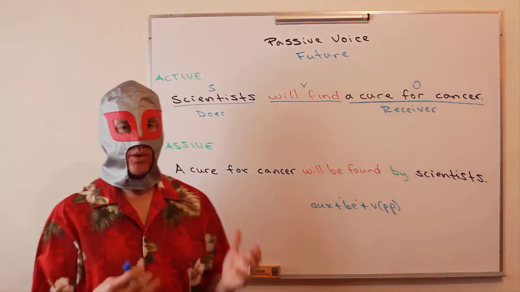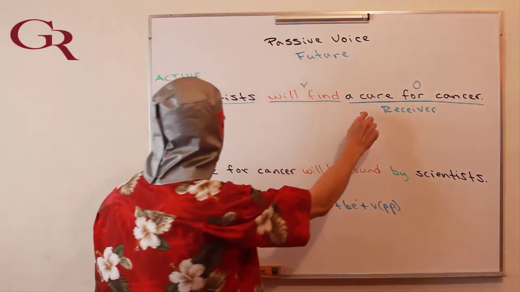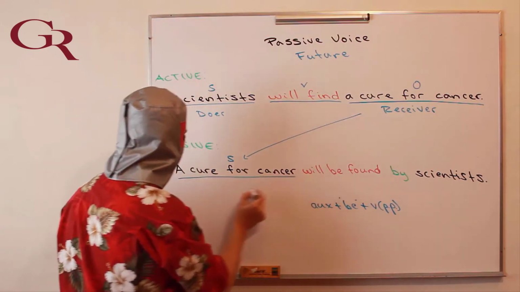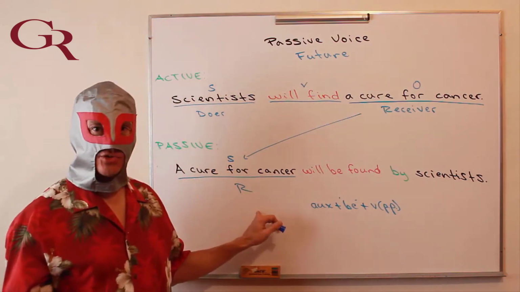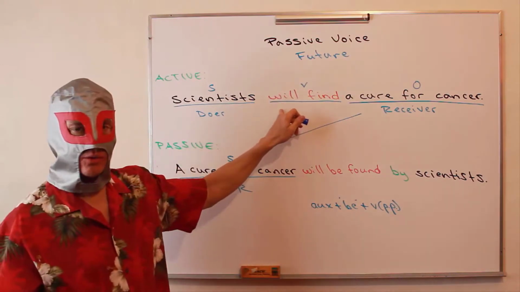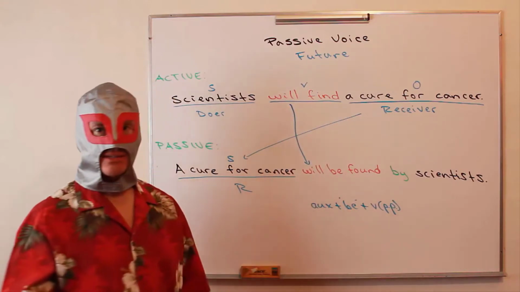So, what are we going to do to transform this sentence into passive voice? My receiver is going to come here in my subject position. So, a cure for cancer is first. In this case, for the future, I have an auxiliary, will. So this auxiliary is going to come down exactly the same, will.